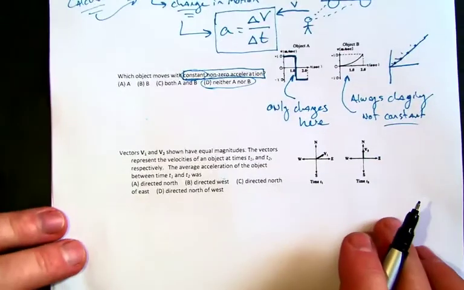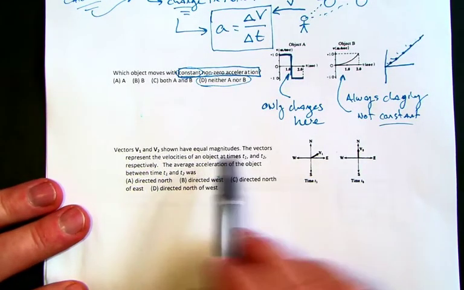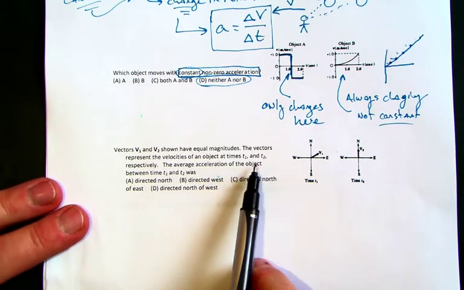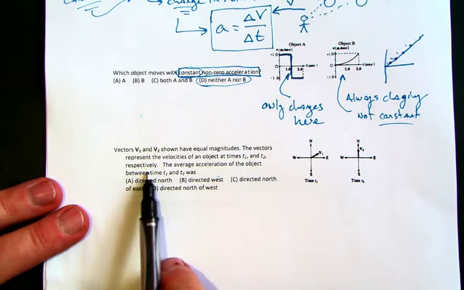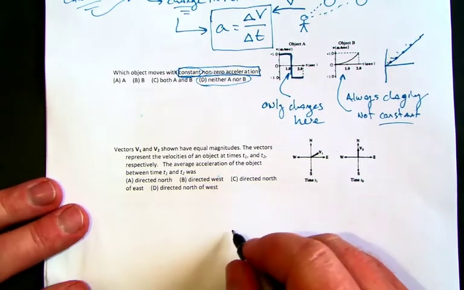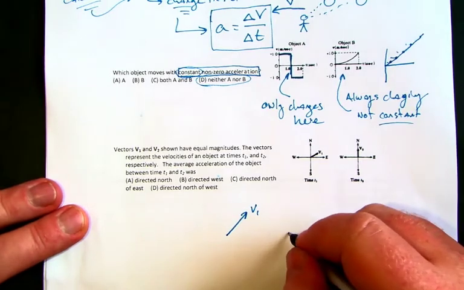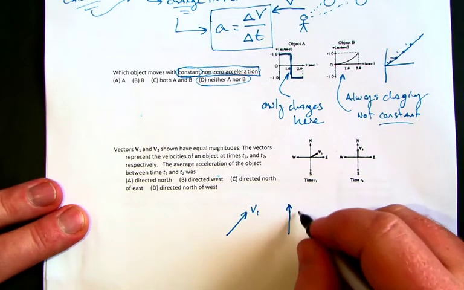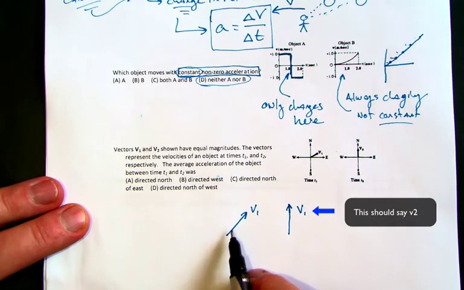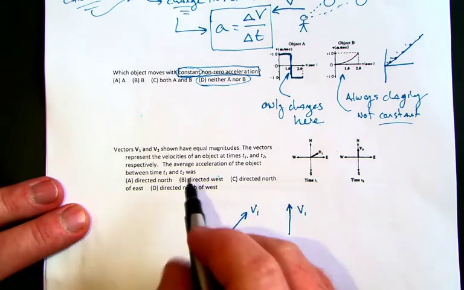Okay, let's look at another one. So now vectors v1 and v2, which are over here, have equal magnitude, so those arrows are the same length. The vectors represent the velocities of an object at times t1 and t2. The average acceleration of the object between time t1 and t2 is what? So if I start with a vector in this direction, let's say that's v1, and sometime later I have an equal length vector, but it's in a totally different direction. So the question is, what do I have to do to this vector to turn it into that vector? Because remember, what they're looking for is average acceleration.